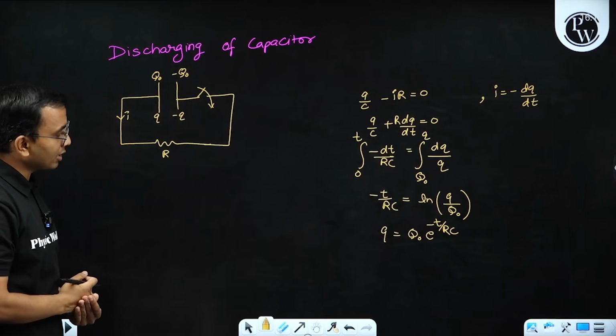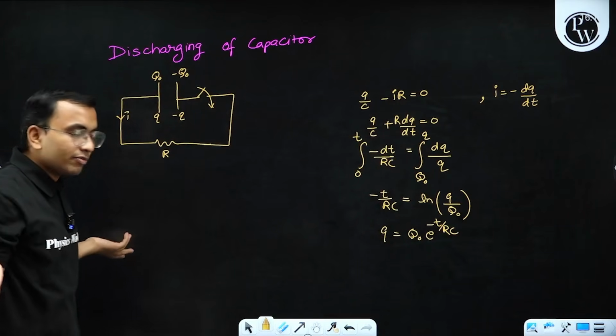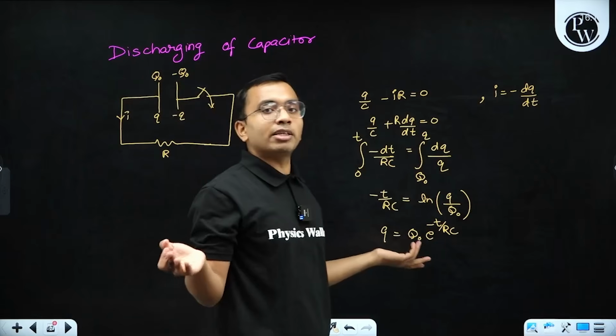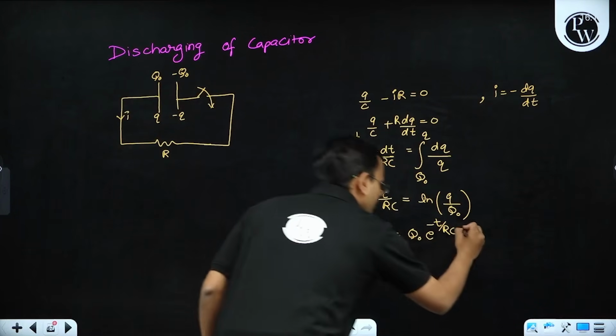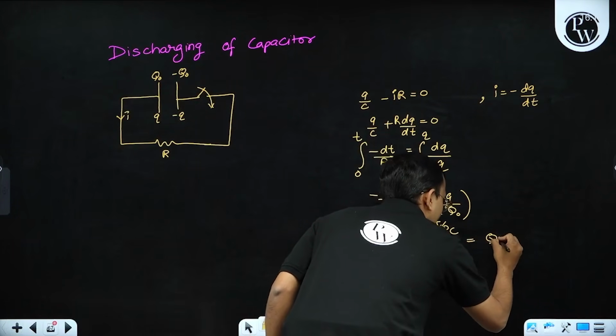This is how my charge is. Here charge is decreasing. Anything which is decreasing is of type e to the power minus t by tau. So Q naught into e to the power minus t by tau. Simple. Tau is RC.